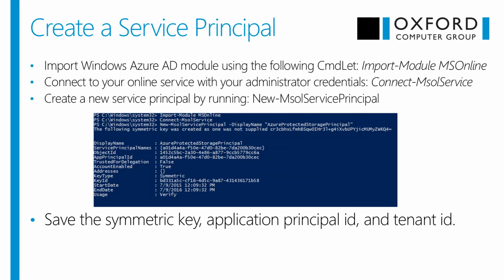And then we need to create a service principal, and that's where the other two items come into play here. So you'll import the Windows Azure AD module, which if you're using Office 365 or Azure Active Directory Premium, you're very familiar with using this module. So you'll import that module, connect to your online service using the familiar Connect-MsolService, and you'll want to create a new MSOL service principal. And so once you do that, you'll give it a display name, and then you'll want to copy the symmetric key, which is the key ID, and the application principal, which is the app principal ID, and then you already have the tenant ID from the previous step.